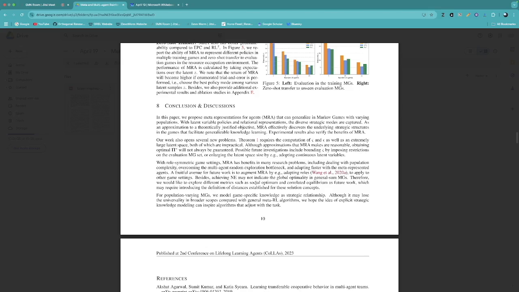Besides, achieving NE may not indicate global optimality in general-sum Markov games. Therefore, we would like to explore different metrics such as social optimum and correlated equilibrium as future work.